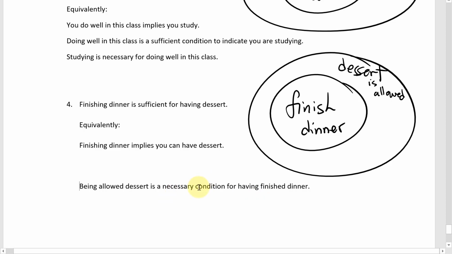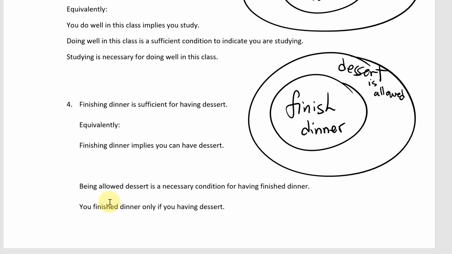How about this one, using the phrase necessary. We could talk about a necessary condition and we could use it like this. We could say being allowed dessert is a necessary condition for having finished dinner. Like you could say you finish dinner only if you are having dessert.